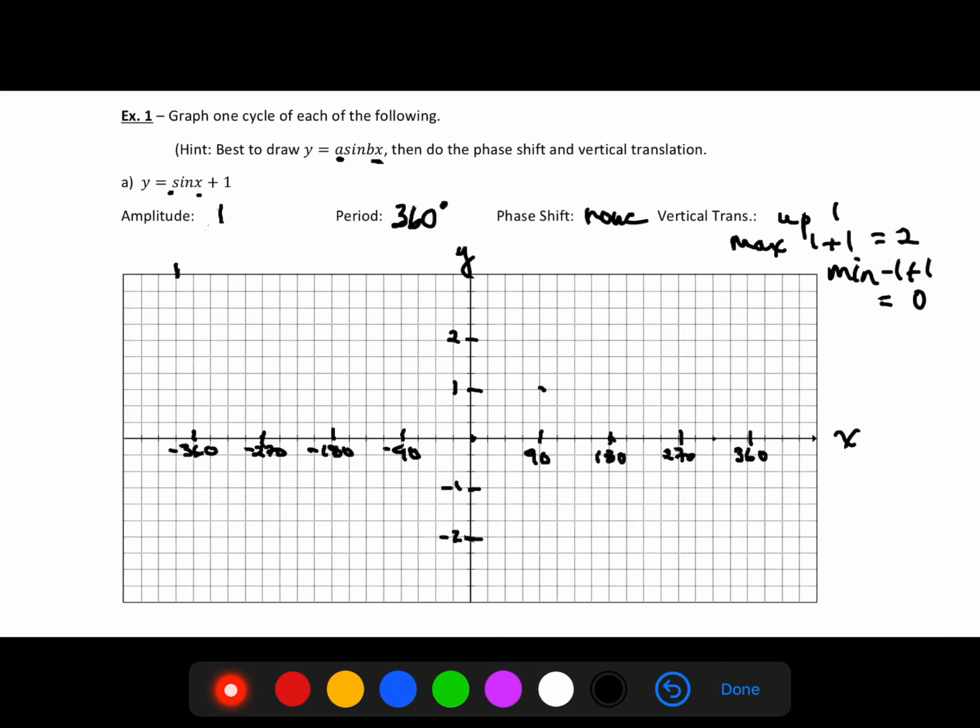We don't have any stretches or compressions, so we're just going to shift our base graph. Remember, our base graph we can plot very quickly, again using a dotted line because that's not our final graph. Now we're just shifting it up 1. So instead of 0, 0, we're going to start at 0, 1. And every 90, we're going up 1 unit, or just shifting all of those key points that we've graphed on our base graph up 1. And there we have our graph of y equals sine x plus 1.